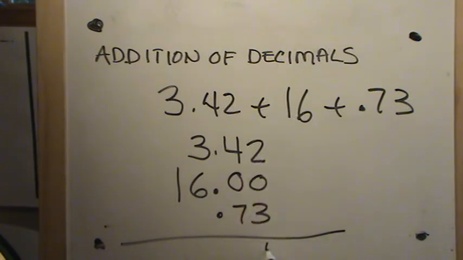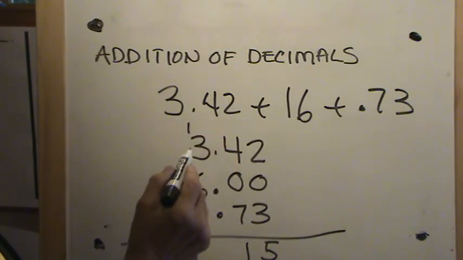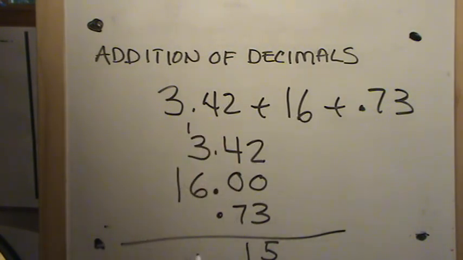2 and 3 is 5. 4 and 7 is 11, and I'm going to carry 1. 1 and 3 is 4. 4 and 6 is 10, and I'm going to carry 1. Oh, I forgot to put my decimal point here. And then 1 and 1 is 2.